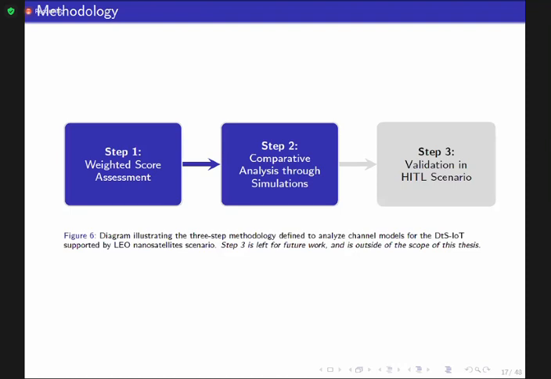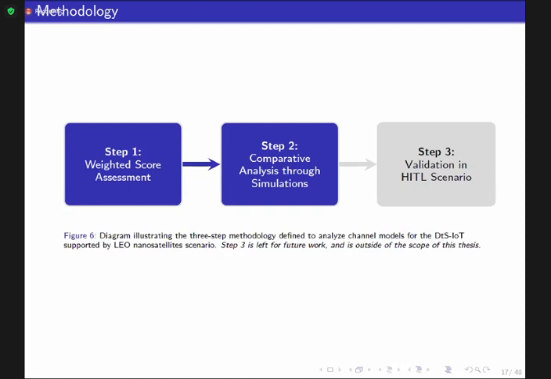So this is a very simple 3-step methodology that we're proposing. Step 1 consists of a weighted score assessment. So we construct a metric based on 3 criteria. We assign weights to each criteria and we evaluate each model against that criteria. We get a number, which is the weighted score, and we use that to rank the channel models.